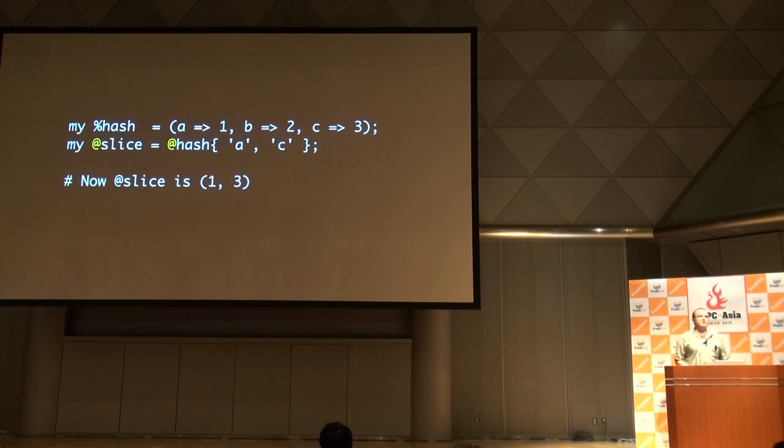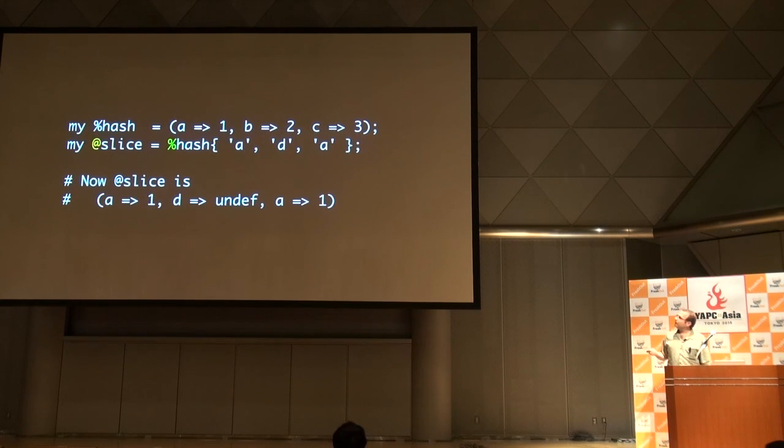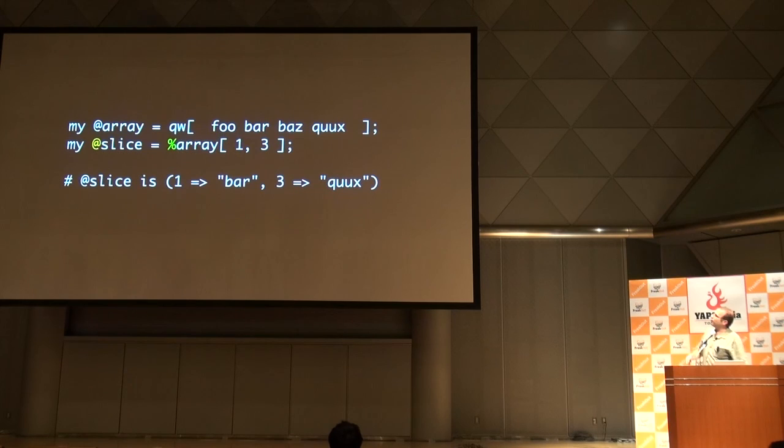What we've introduced is the ability to get a slice of pairs like this. We use a percent sigil for our hash instead of an at symbol, and you get both the key and the value. Now, here we've assigned it into a hash because it's a sub-hash, but you don't have to. You could put it out into an array, and here we've asked for A, D, and A. So we've gotten one pair twice. D didn't exist originally, so we get undef for its value. You can also use pair slicing on arrays, and you get the keys and values.